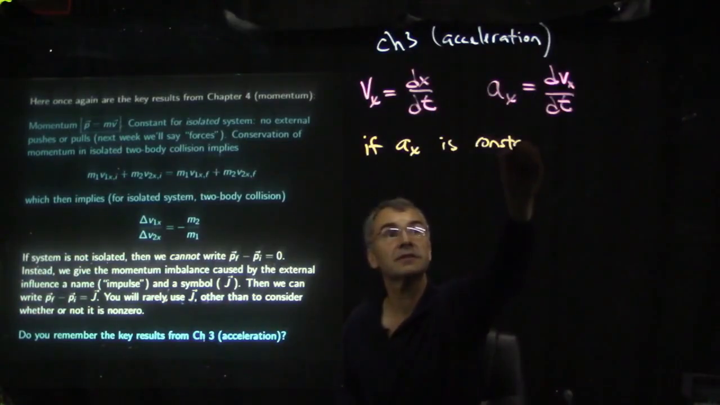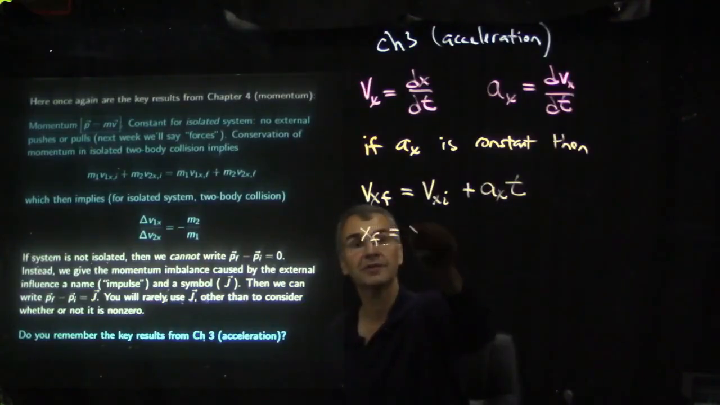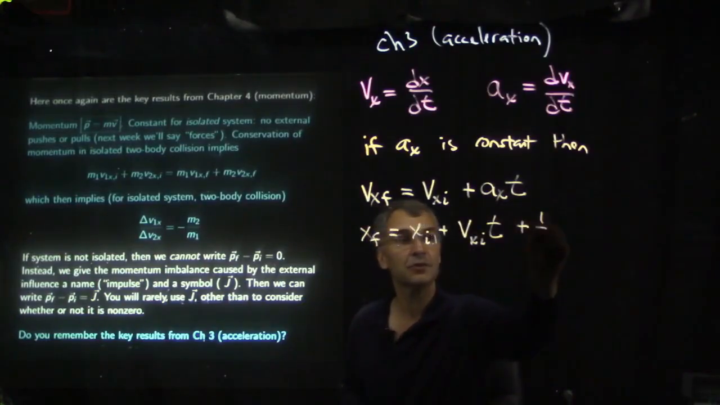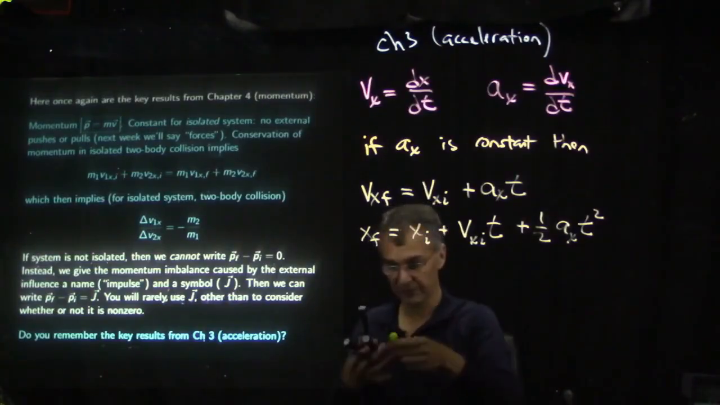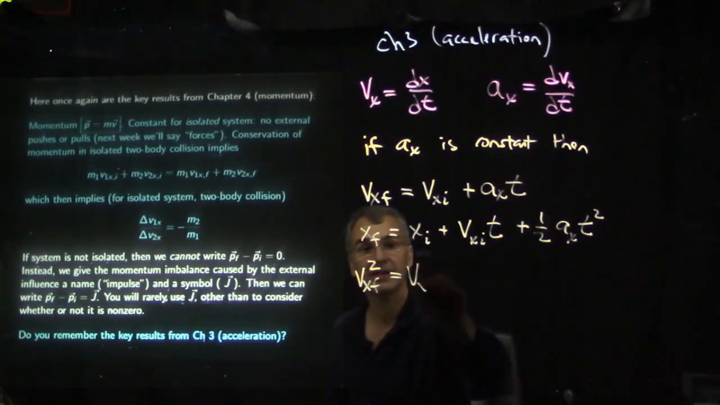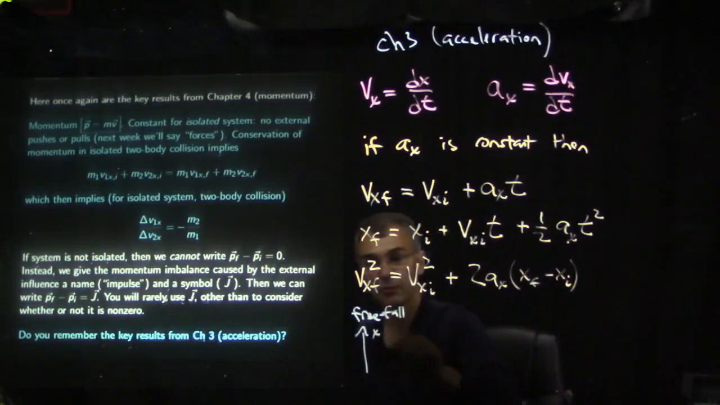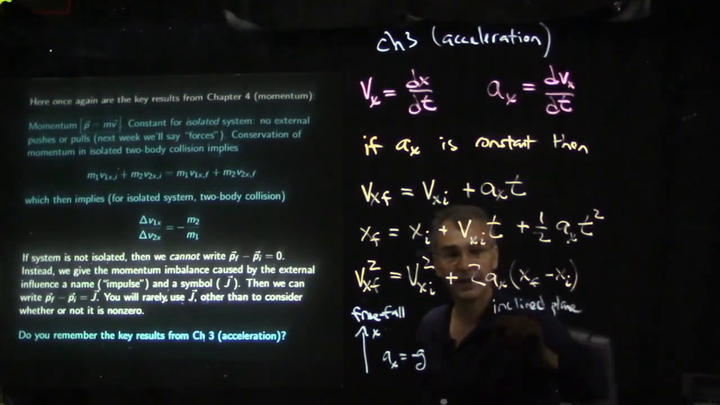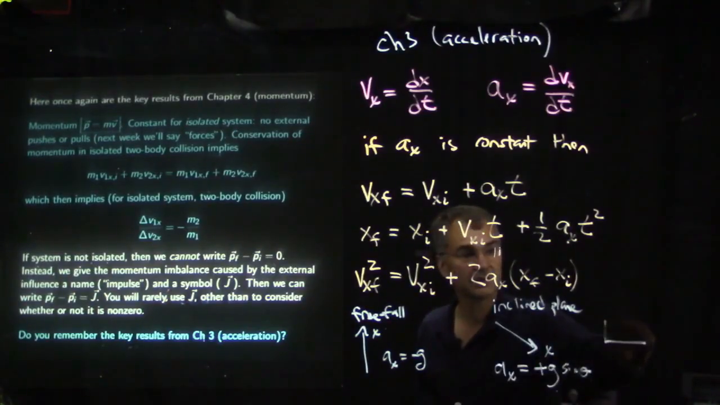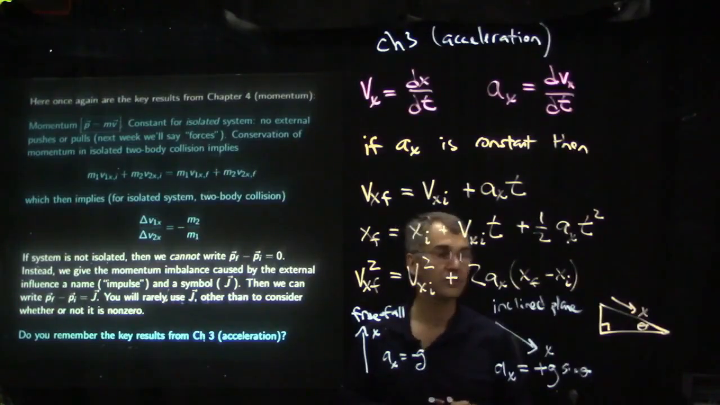If a sub x is constant, then we have vx final equals vx initial plus a sub x t. x final equals x initial plus v sub x initial times t plus 1/2 a sub x t squared. Then if you solve this equation for t and then plug that t into this equation, what you get is vxf squared equals vx initial squared plus 2a sub x times x final minus x initial. Two other useful chapter 3 results are that for free fall near Earth's surface, we have the x-axis pointing up, and we have a sub x equals minus g. Then for sliding with negligible friction down an inclined plane, we have the x-axis pointing downhill, and a sub x is plus g sine theta, where theta is the incline angle with respect to the horizontal. Those are all the key results from chapter 3.